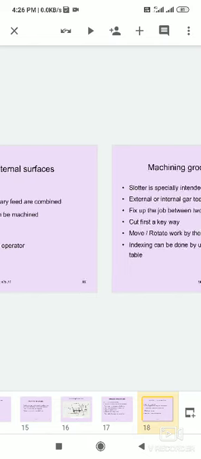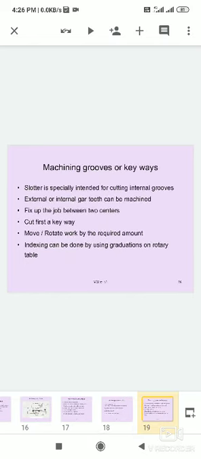Machining internal surfaces, machining grooves or keyways. The slotter is specially intended for cutting internal grooves. External or internal gear teeth can be machined. Fix up the job between two centers. Cut first a keyway. A keyway is used for fixing gears and shafts at the place of joining gears and shafts.